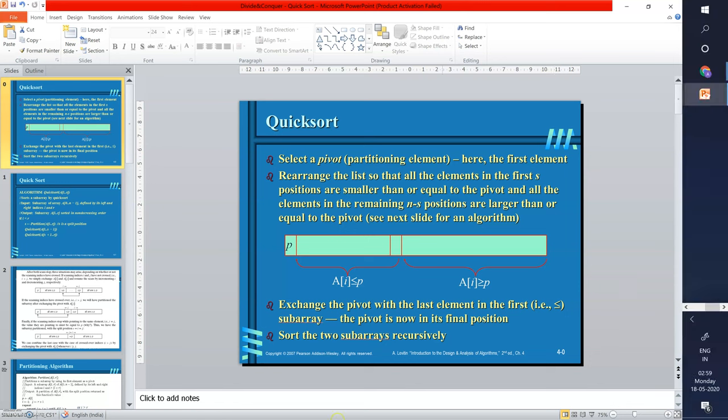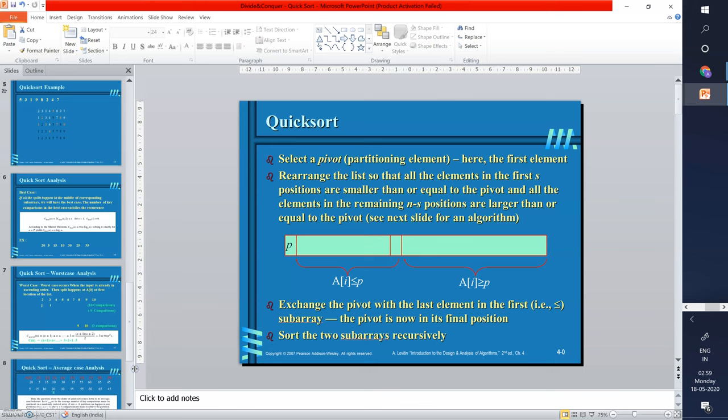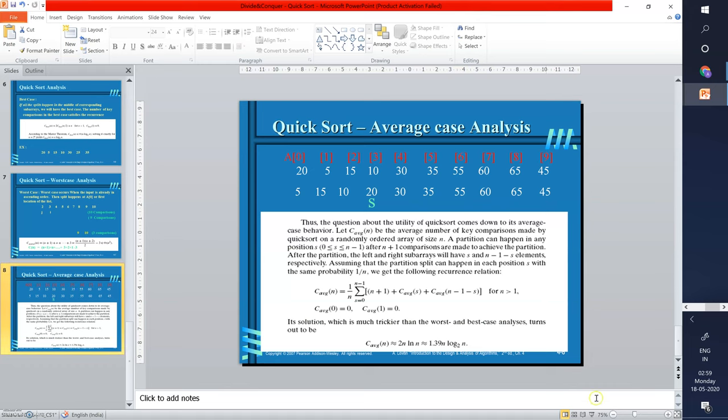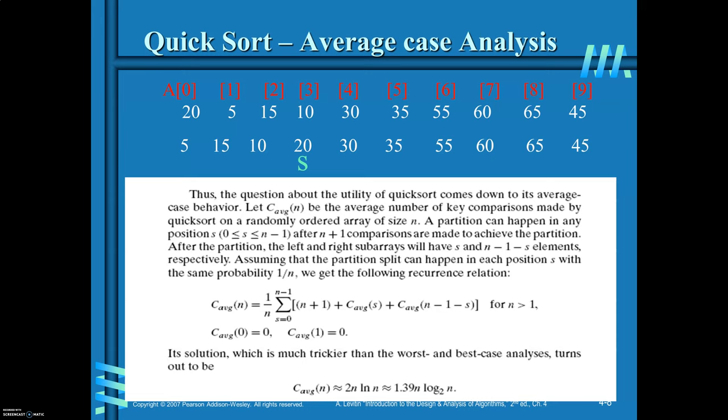Now we'll see in the average case how this is going to work here. So in the average case, the number of comparisons required is C average of n. That we'll discuss with this example here. Look at here. The number of key comparisons made by QuickSort in an array containing n elements is C average of n.